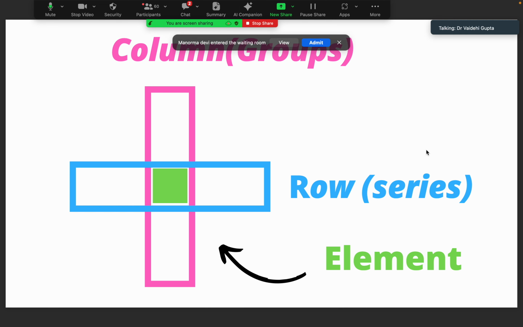The point where the column and the row intersect, it is the element. So that particular element has both the properties. They have the property of the column, that is the stage, and also they have the property of the row, meaning the theme.